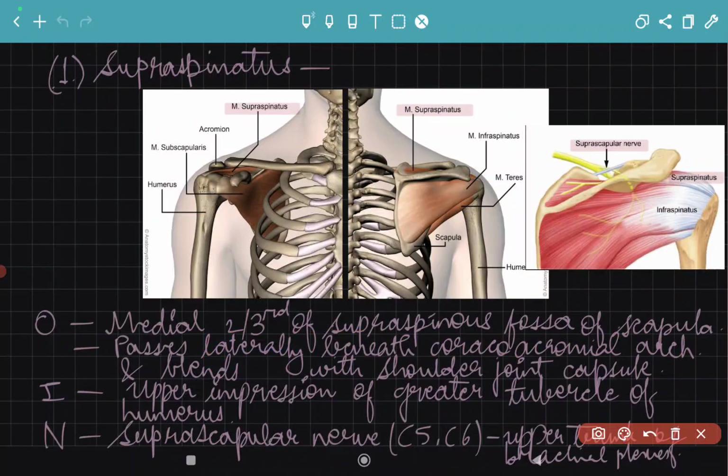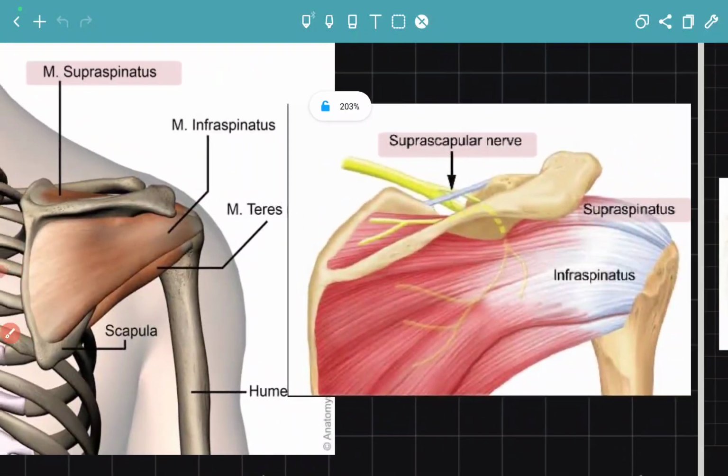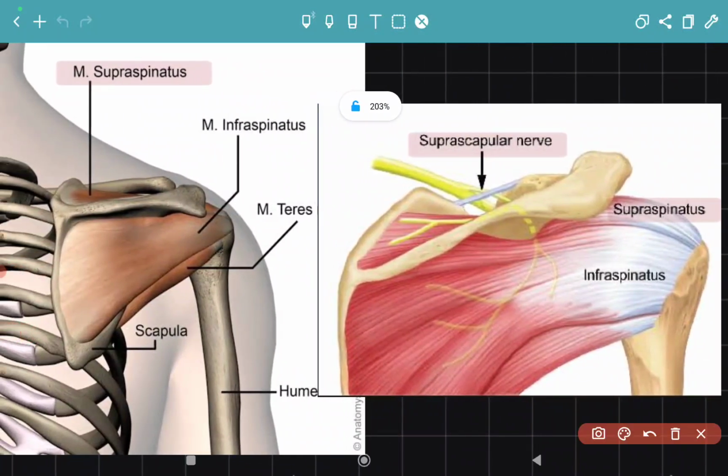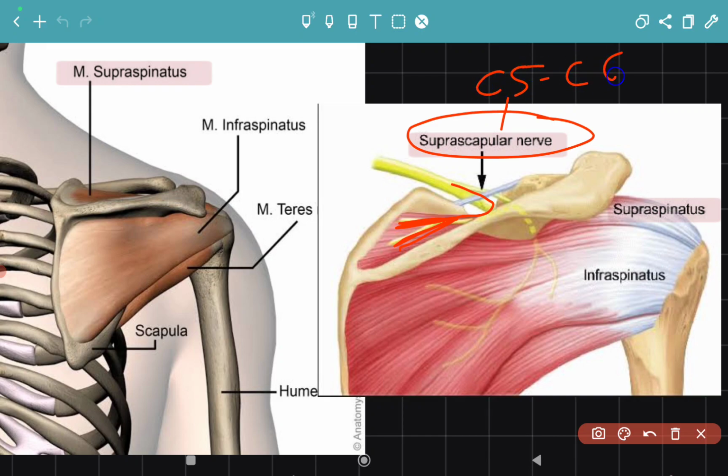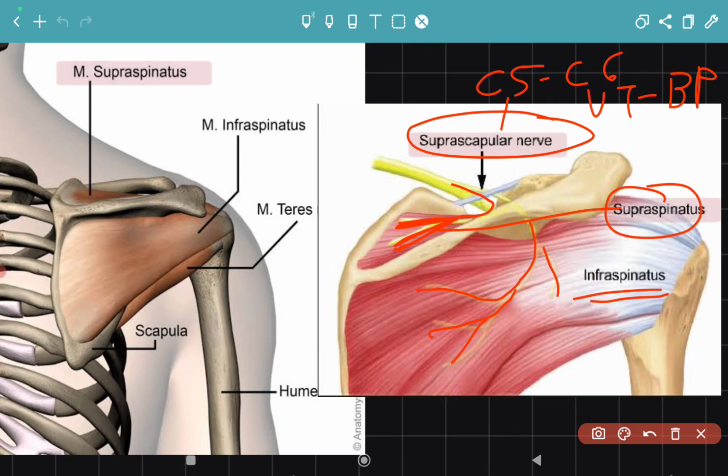Apart from origin and insertion, coming to nerve supply, it can be appreciated in this diagram that the suprascapular nerve traverses this way to supply the supraspinatus muscle. The suprascapular nerve, from the C5, C6 nerve roots of the upper trunk of the brachial plexus, supplies the supraspinatus muscle and goes down to innervate the infraspinatus as well. So focusing on supraspinatus, it is innervated by the suprascapular nerve.